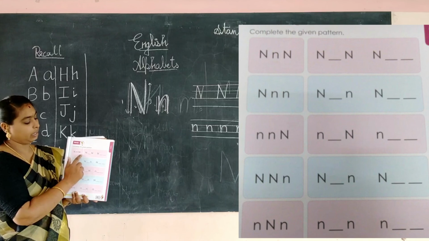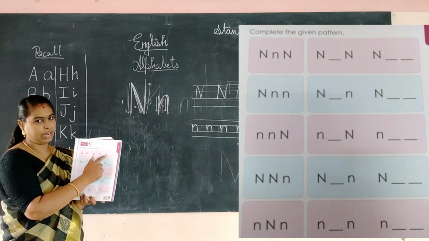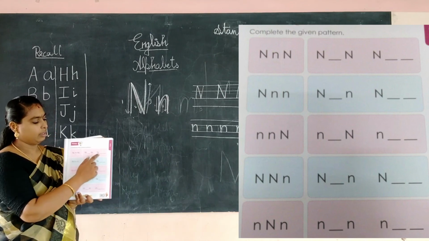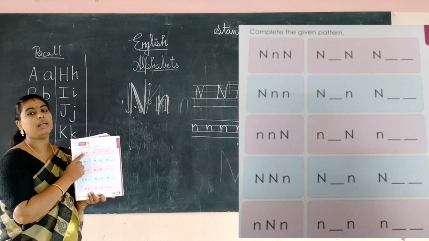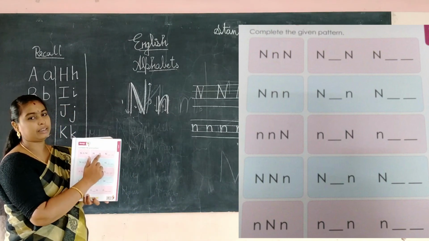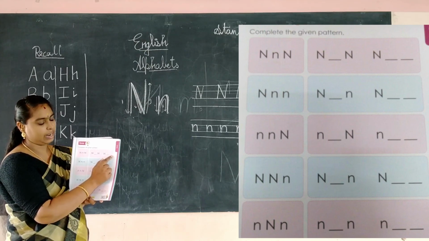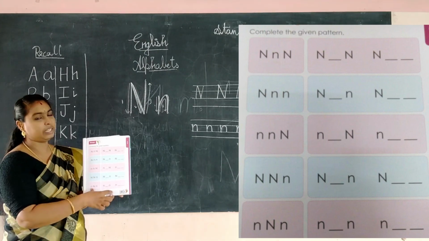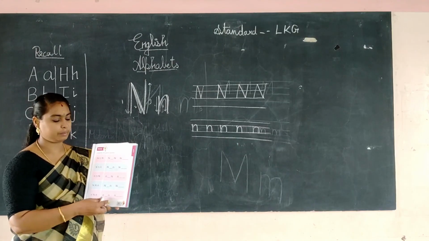Again capital N. Capital N இங்க இருக்கு. So next one capital N. Capital N இருக்கா? இங்கே இருக்கு. So next dashல என்ன எழுதணும்? Small n. So you want to write here small n. Next என்ன இருக்கு? Capital N. So you want to write here capital N. Like this you want to complete this pattern and submit it as a home assignment.